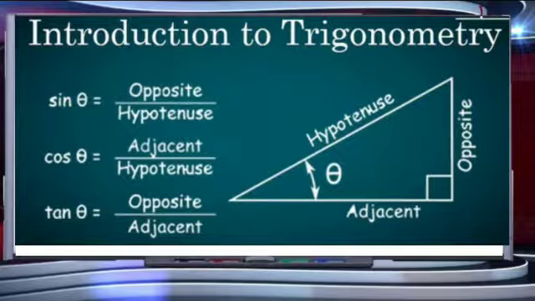Next is cos theta. Cos theta is the adjacent side over hypotenuse. Again, adjacent side means base over hypotenuse. Next is tan theta. Tan theta is opposite side over the adjacent side, that is perpendicular upon base of the right angled triangle.